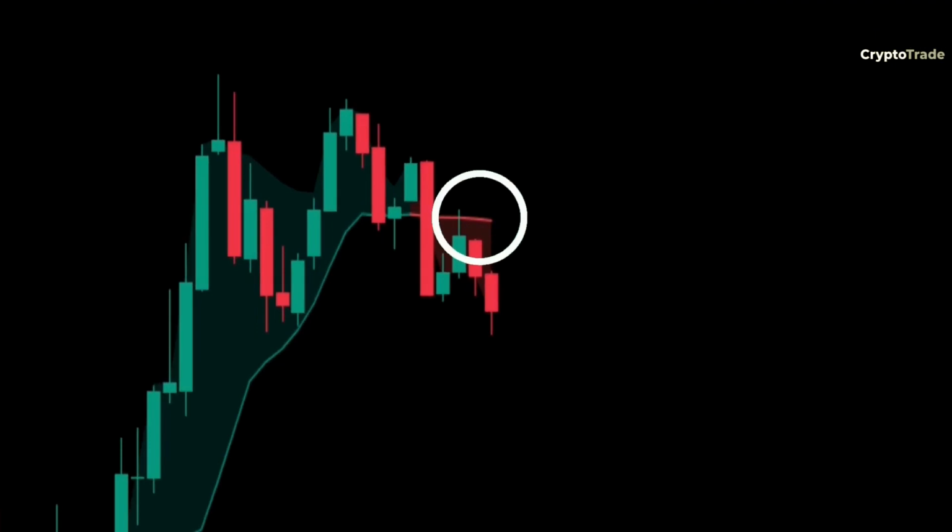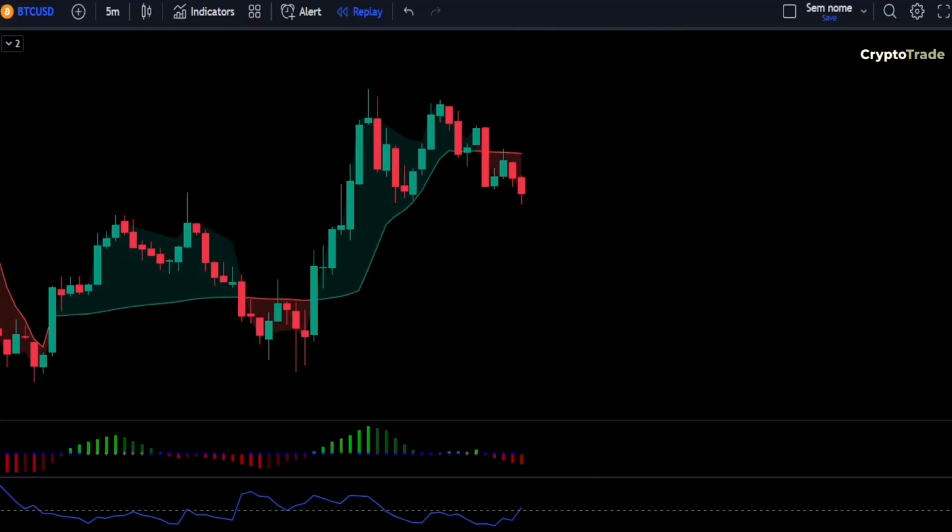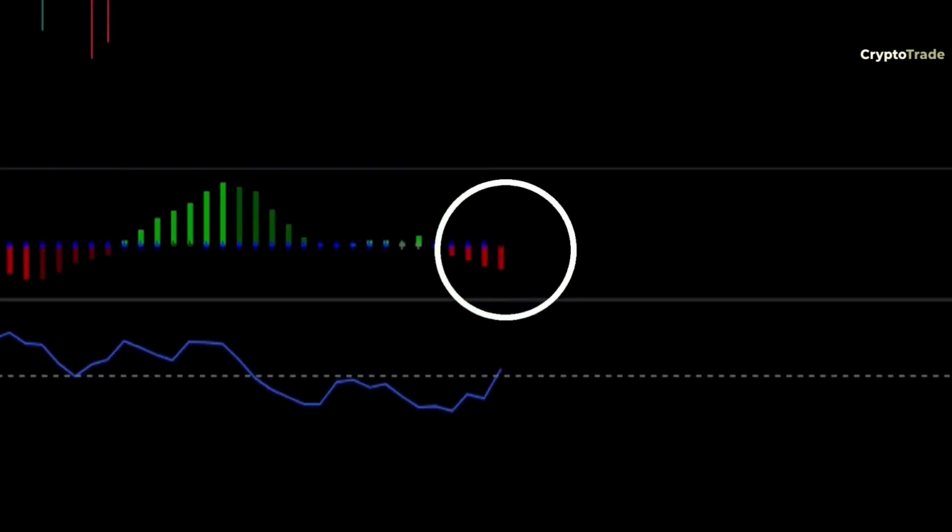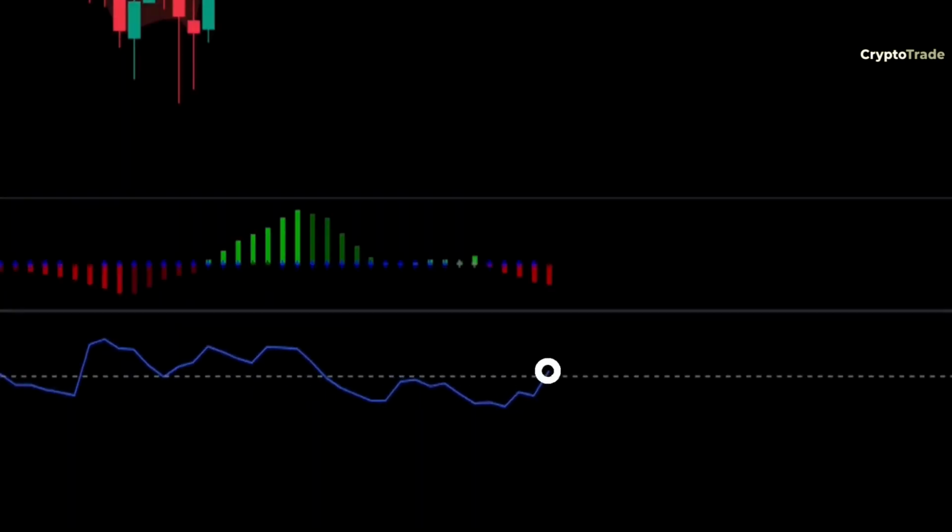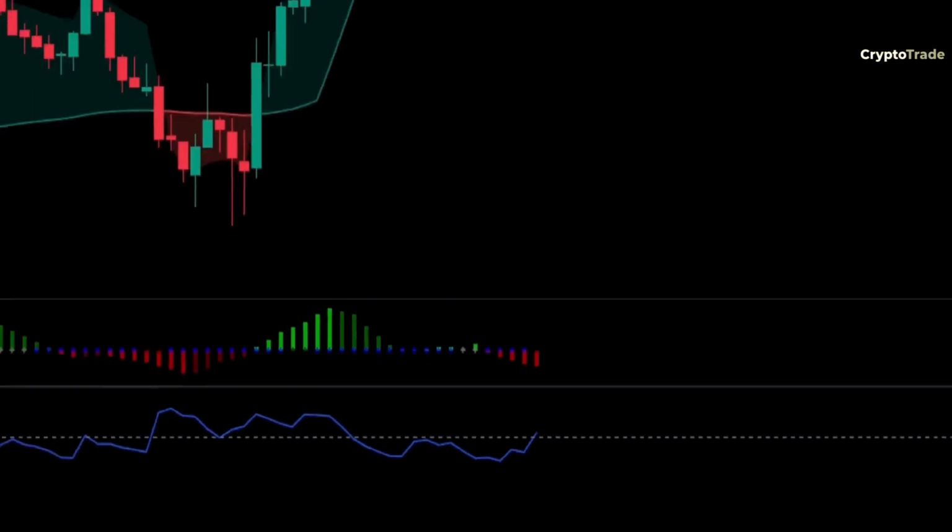The moving average converging line is red. The candle closes below the red line. The Squeeze Momentum indicator is red. The Volume Oscillator blue line is above the zero line.